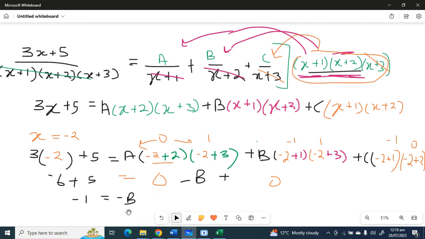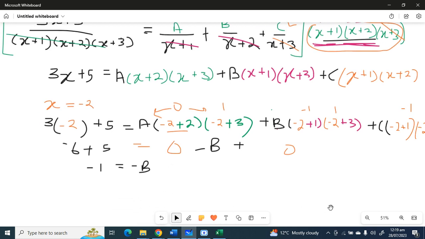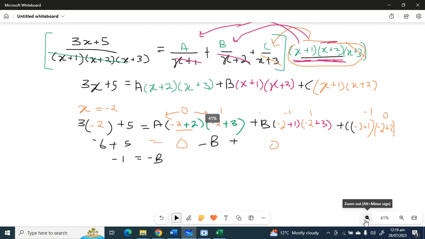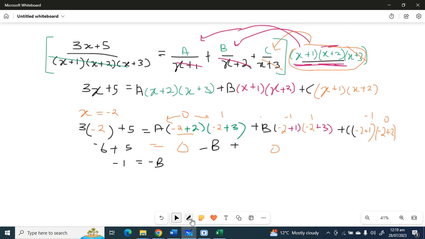What we can do is just multiply both values by -1. Okay, -1 times -1, that gives us 1. And -1 times -b, that gives us +b. So b equals 1. All right. Next, let's try to find the value of a.